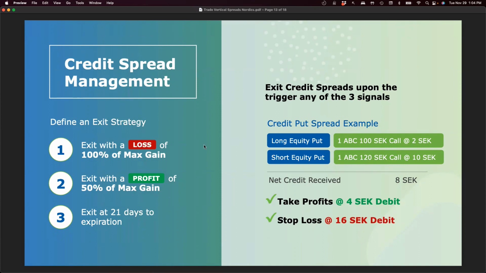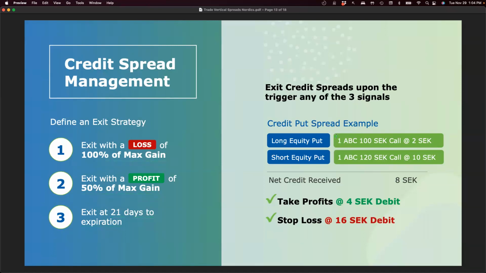The stop loss rule is: if you've lost 100% of what you can potentially make on the trade, it's time to get out of the trade. The take profit rule is: if you've made 50% of the potential profit on the trade, it's time to take profits. And the last rule is that if you've reached 21 days to expiration, and it has not reached either your take profit or your stop loss, it's also time to get out. I'll explain that last part in a second.